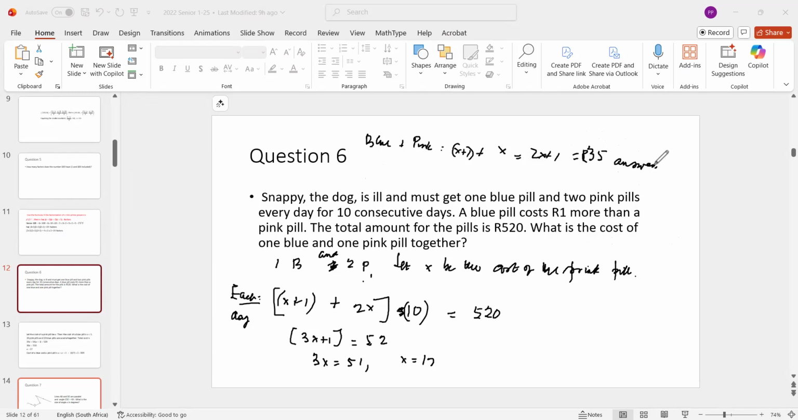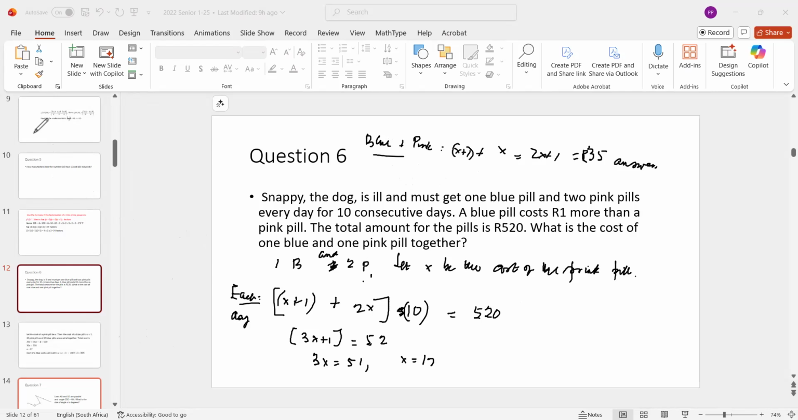So the blue and the pink pill together cost 35 rands. You have to do it systematically. Look at all the information, build up the equations and solve. Make sure you find out what the goal is. The goal is to find the blue and the pink, translate that into symbols, and then you know exactly where you are going. All right, so according to me, the answer is 35.